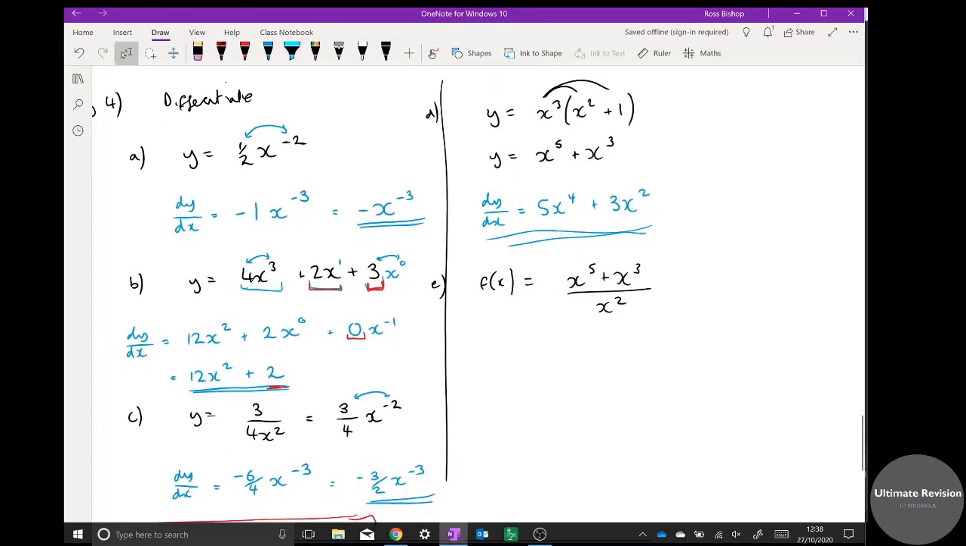Okay. Final one. I've got it in terms of f(x) this time. I'm just going to simplify this first. So I'm going to take out x squared because x squared is common in both.